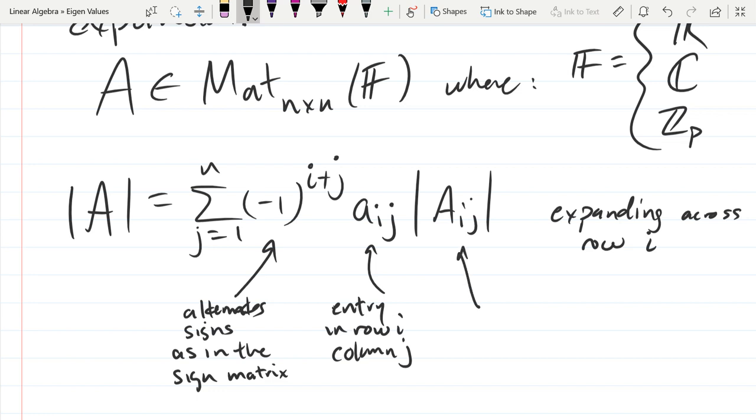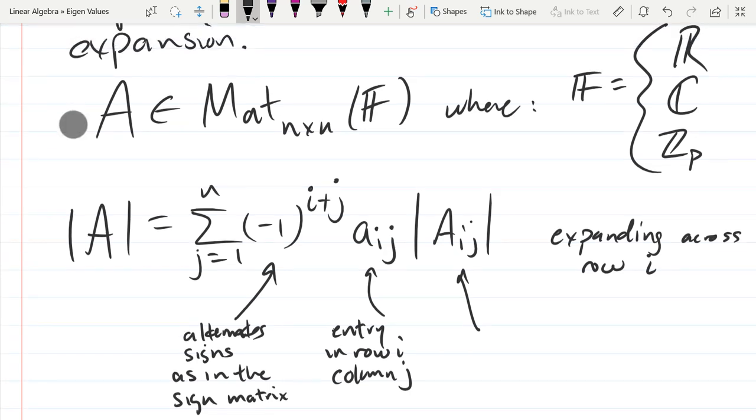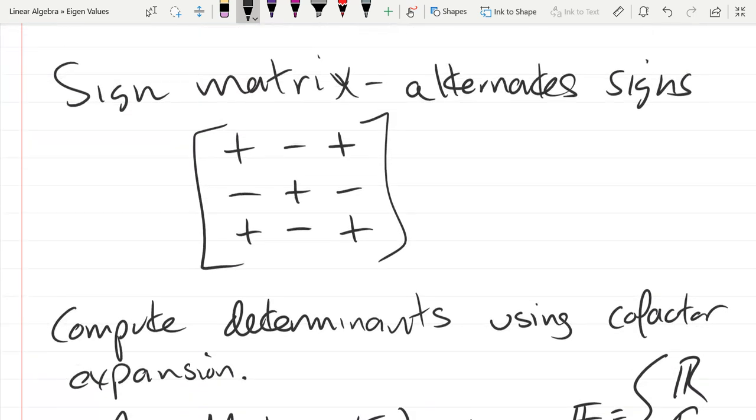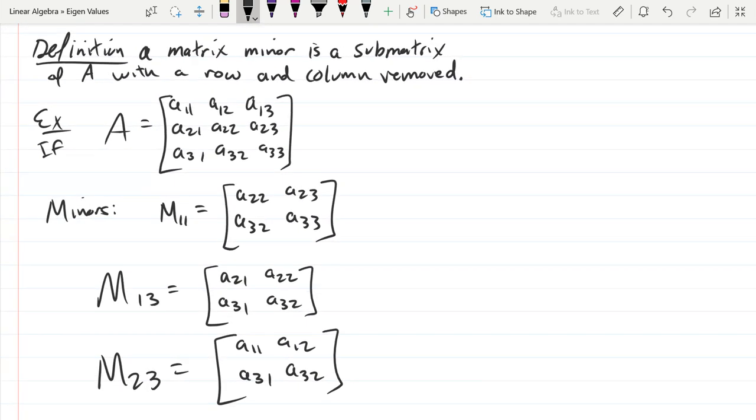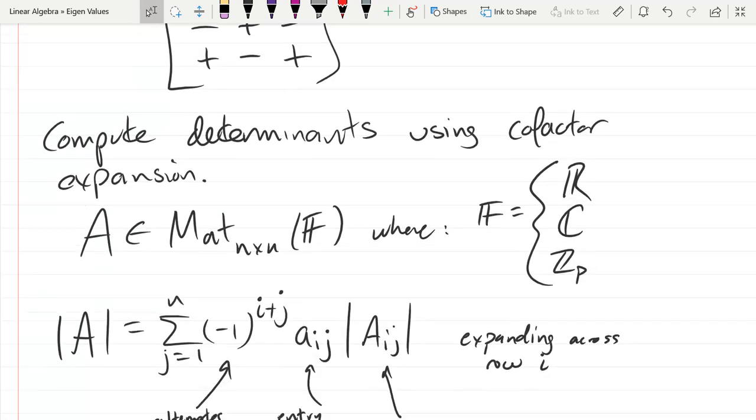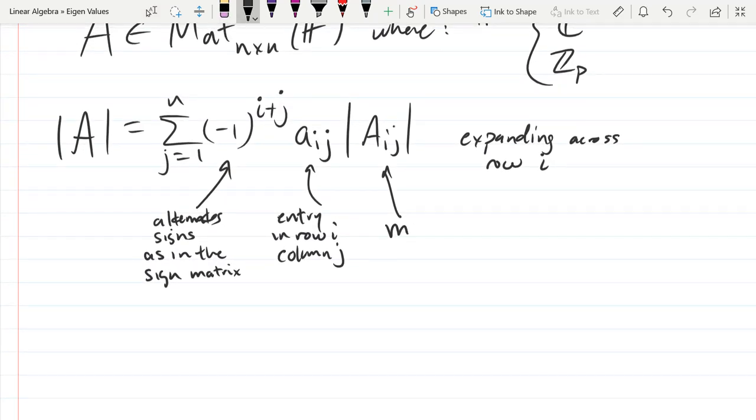All right, last piece. When did I use a capital M with two subscripts? The determinant of the submatrix, the matrix minor. So what we're looking at right there is a minor matrix where we remove row i, column j. So that's a minor, with row i, column j removed.